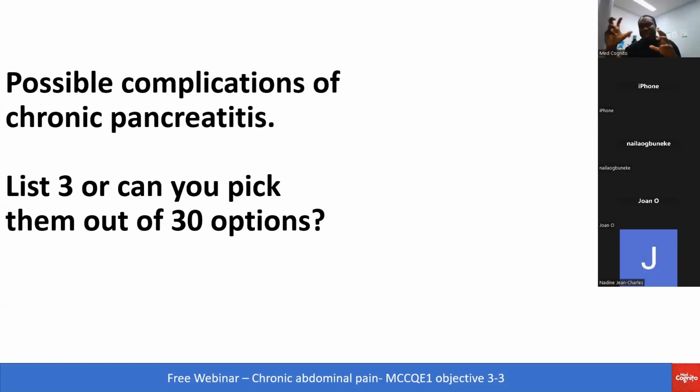So we remember that one of the key things in the objectives is complications. What are some of the complications of chronic pancreatitis? Pancreatic cancer, because of the recurrent inflammation. What else? Diabetes, beautiful. Some call it pancreatic diabetes. That is diabetes type 3C.